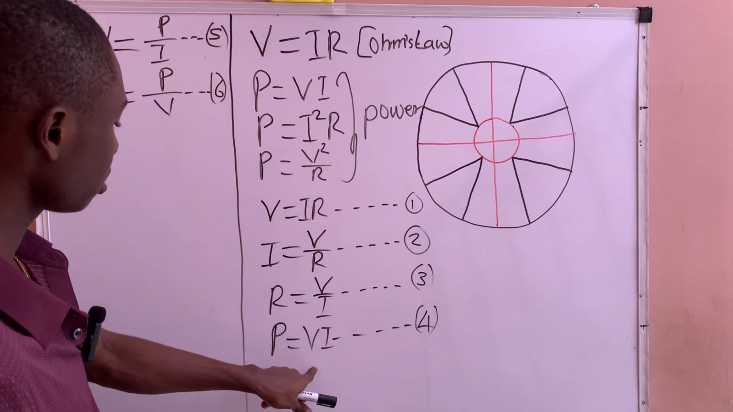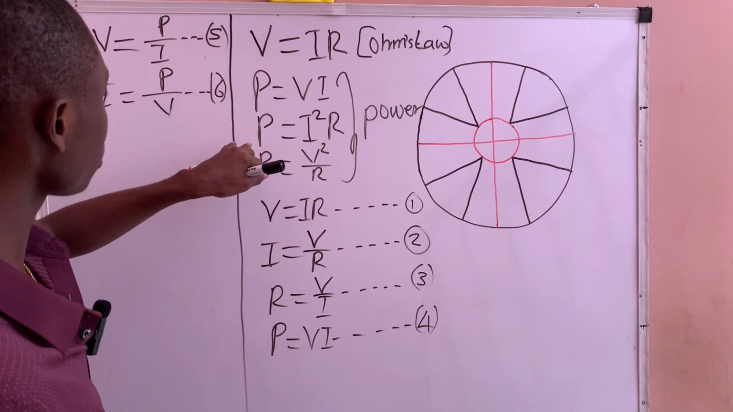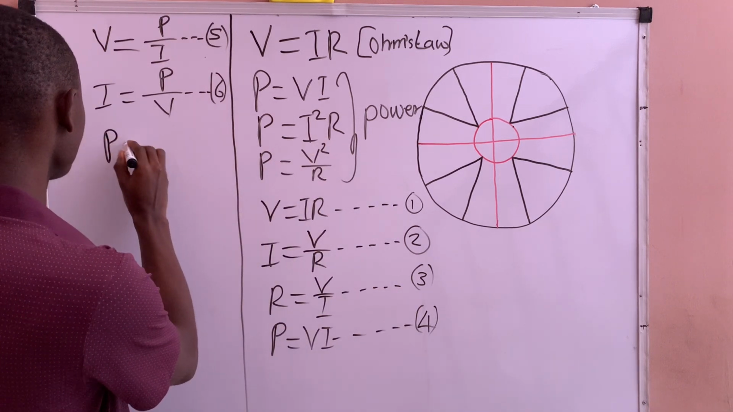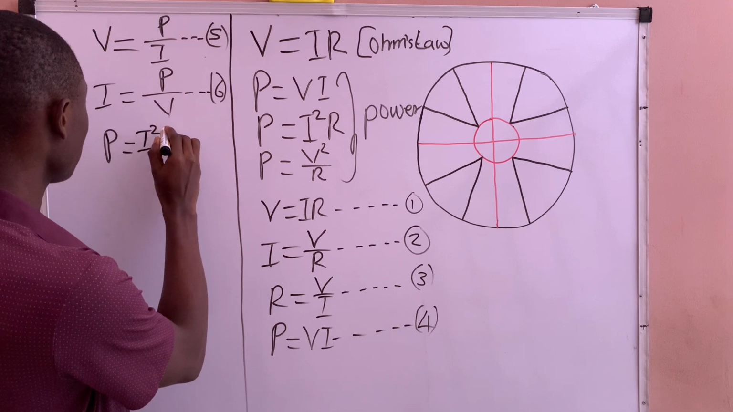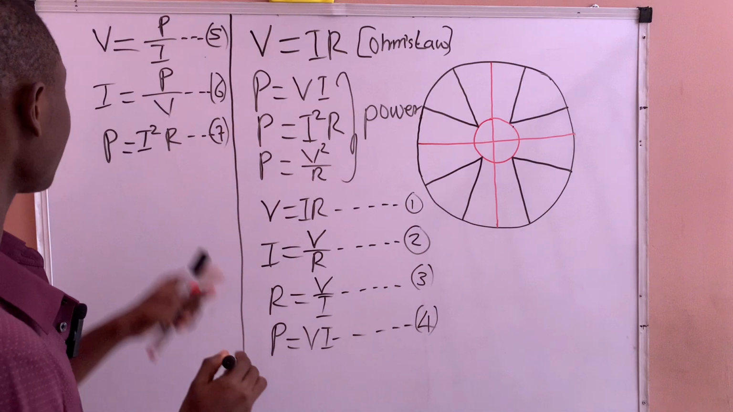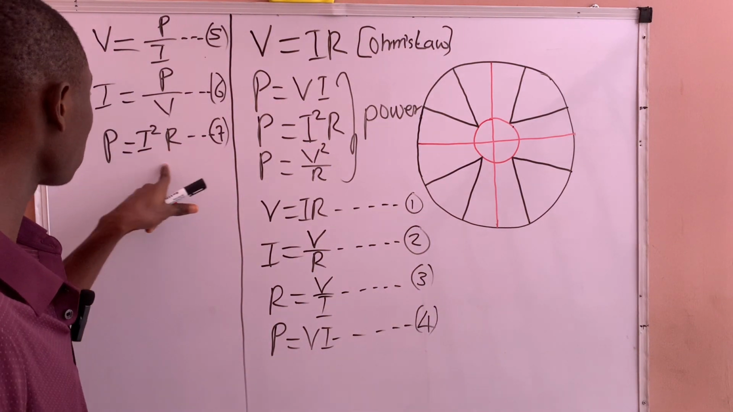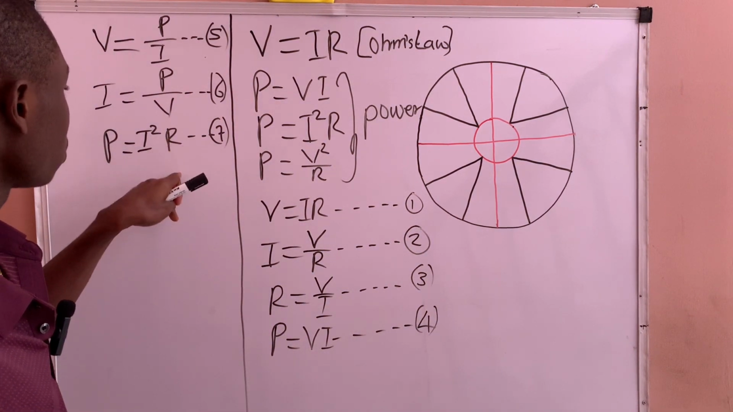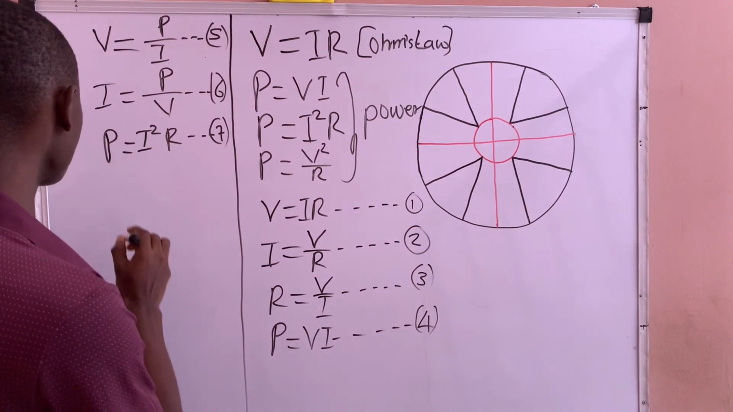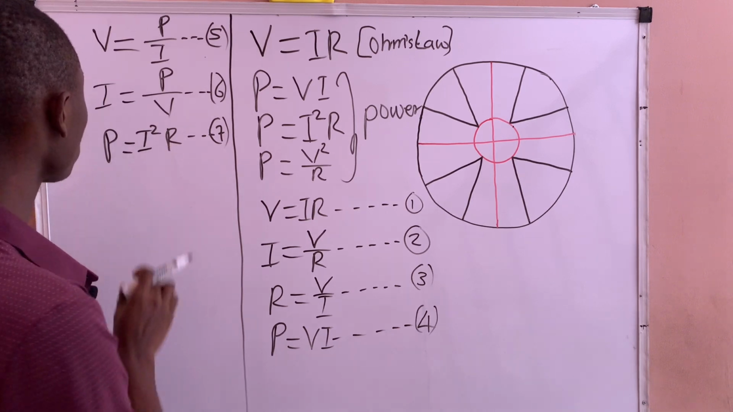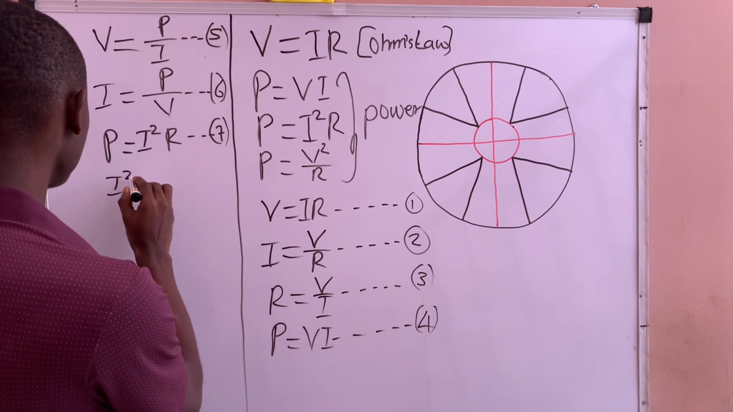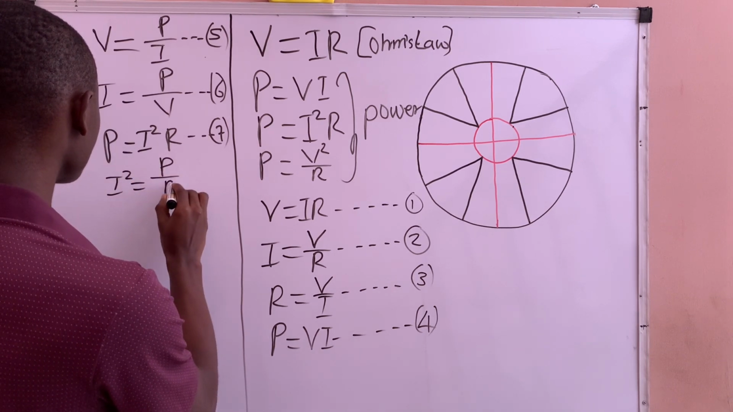We are done with this formula. So we will move to the next one, which is P equals I squared R. We call this equation 7. We can rearrange this same equation by making I and R the subject of the formula. By making I the subject of the formula, we will divide both sides by the coefficient of I squared, which is R. So we will have that I squared will be equal to P divided by R.